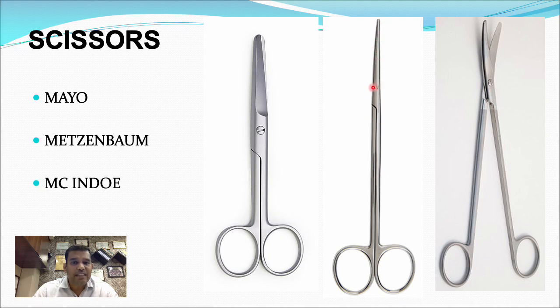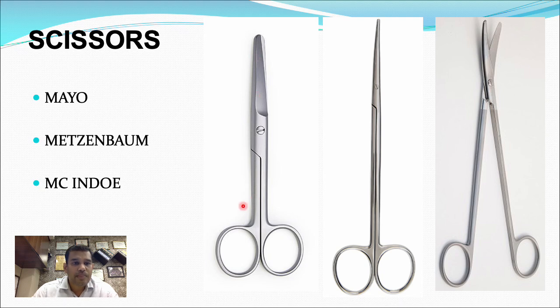This is the blade part, this is the joint, this is the shaft, and this is the finger bow. An important thing to note is that there is no ratchet or lock. These scissors are without a lock. There are two groups of instruments that do not have a lock. One is the scissors, the second is the stone holding forceps, which will be discussed in a later slide.